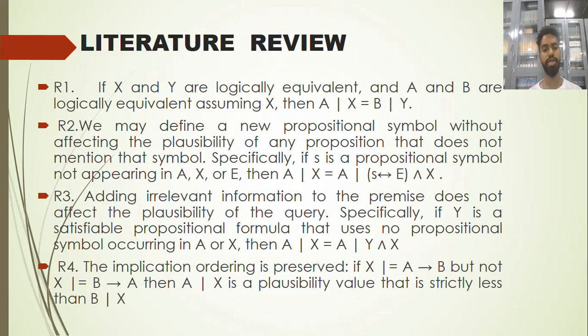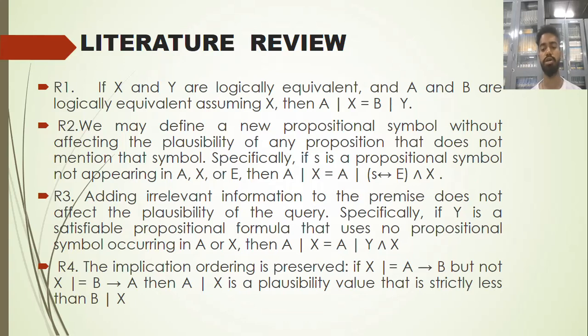In R2, we may define a new propositional symbol without affecting the plausibility of any proposition that does not mention that symbol. Specifically, if S is a propositional symbol not appearing in A, X or E, then X is equal to A, S belongs to E. Then adding irrelevant information to the premise does not affect the plausibility of the query. Specifically, if Y is a satisfiable propositional formula that uses no propositional symbol occurring in A or X, then A is equal to X is equal to A, then Y a conjunction X.